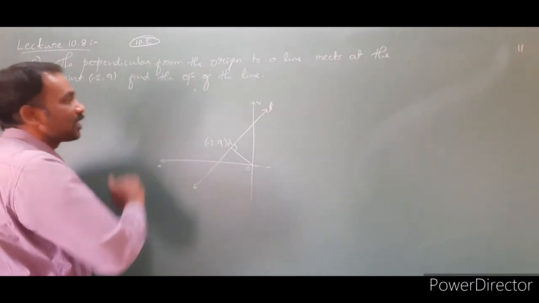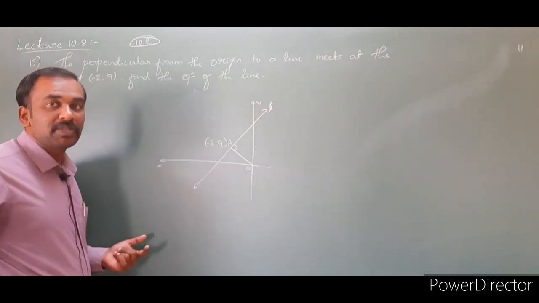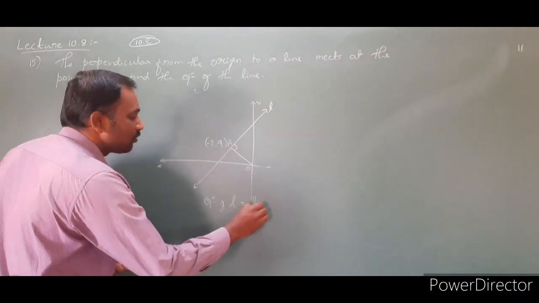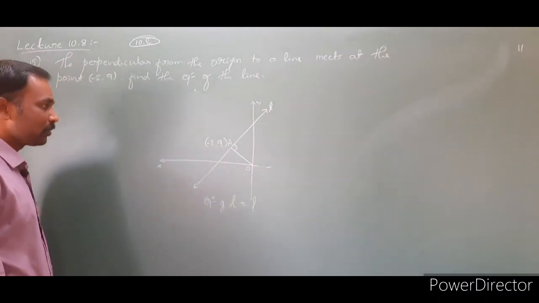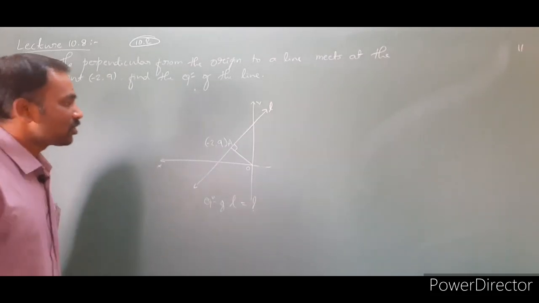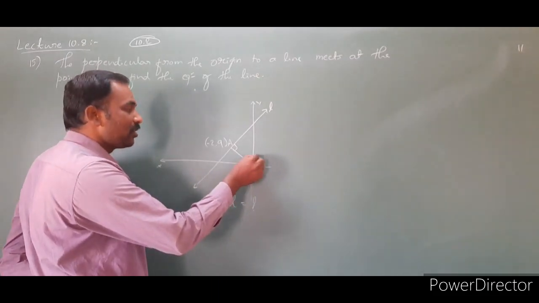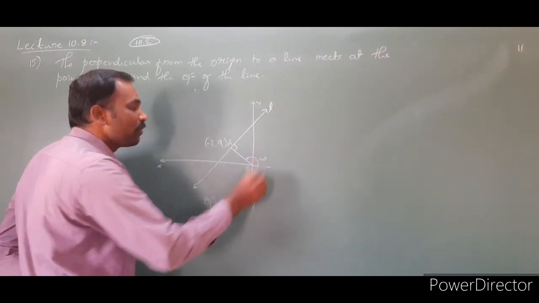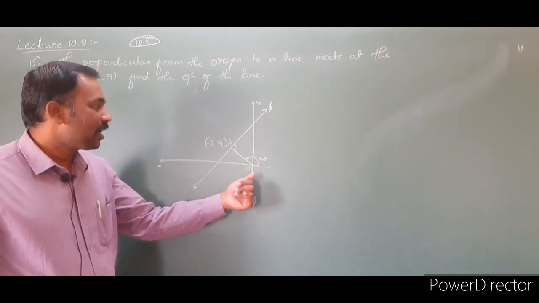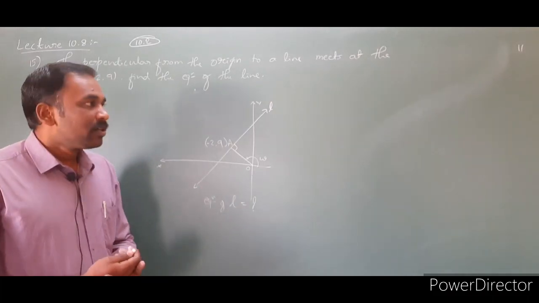Then find the equation of the line. Do we need to find the equation of OA or the equation of L? We need to find the equation of L. How to find it? Here it is in the normal form, with this angle omega. But do we know that angle? We can't get the angle.